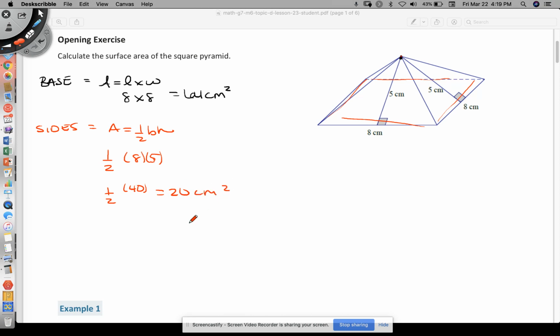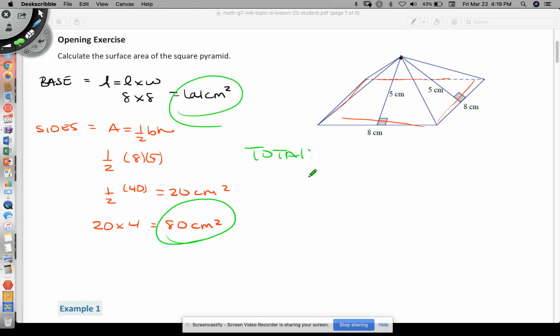But that's for one triangular side. I need 4 of those. So I'm going to multiply that by 4, and my final answer here is 80 centimeters squared. Now, how much total wrapping paper will I need? To find your total, you just add these up. So I'm going to do 64 plus 80, and I get 144 centimeters squared. And there's your final answer.